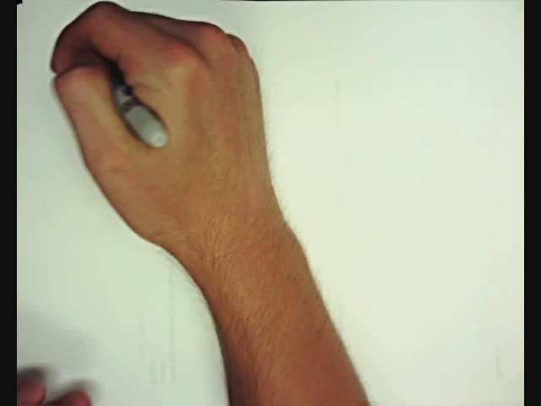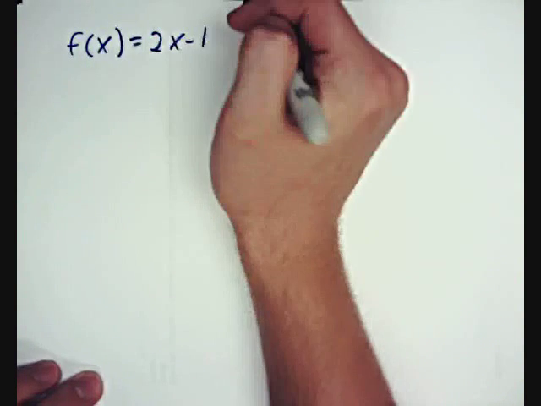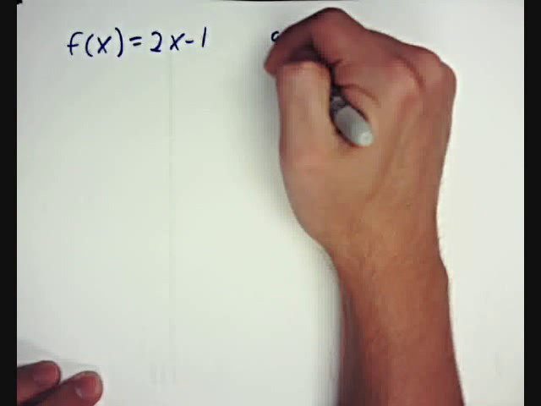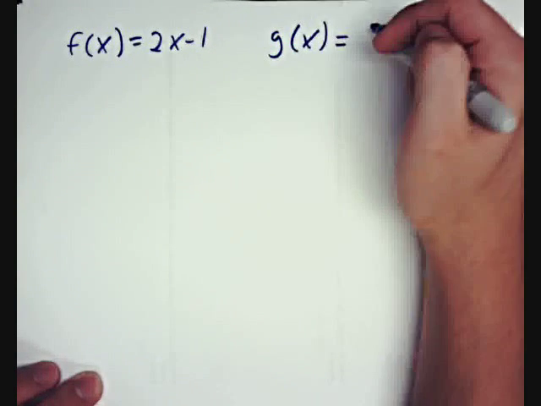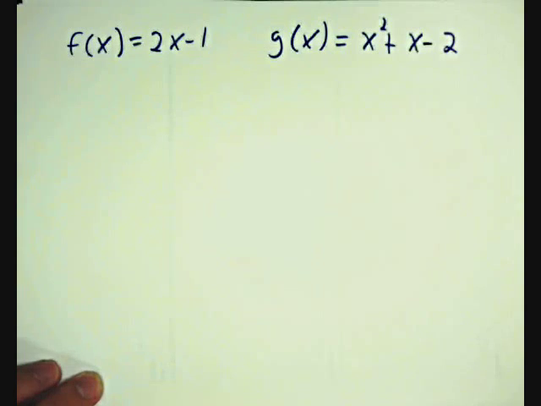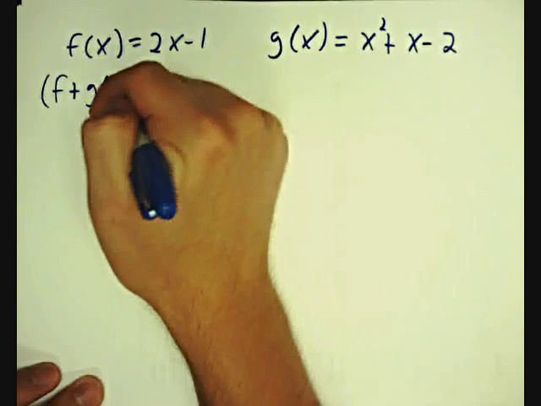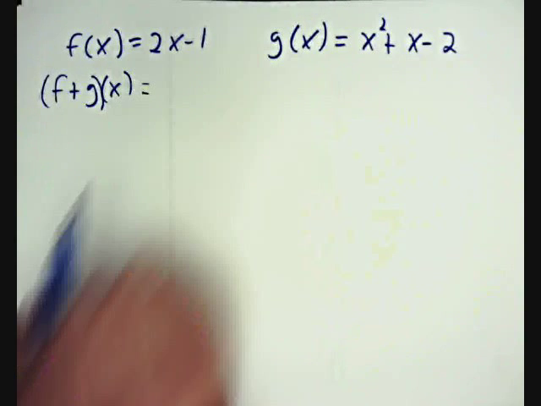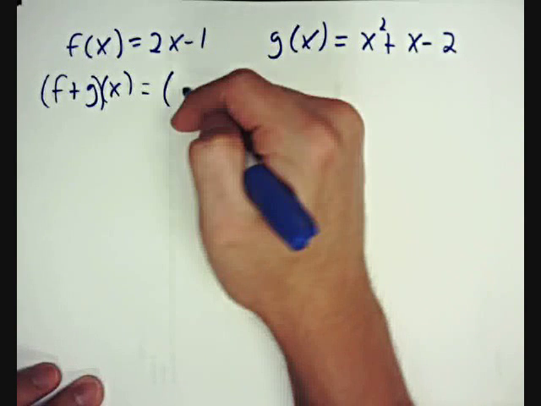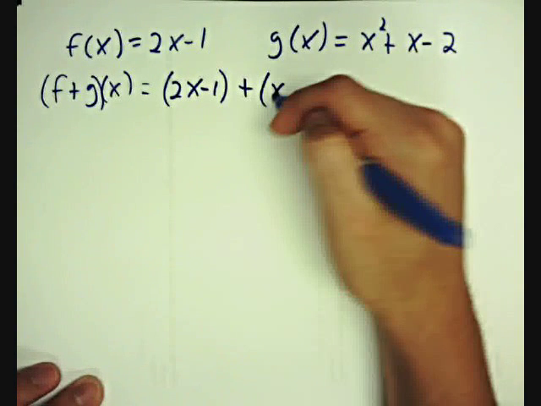So in example 2, we're going to let f of x equal 2x minus 1 and g of x equal x squared plus x minus 2. Okay, and the first thing we're asked to do in part A is to find f plus g of x. So f plus g of x, we want to take the function f and add it to the function g.